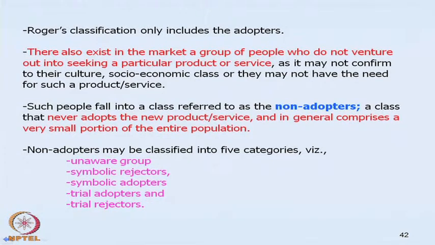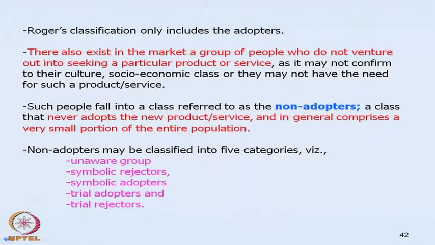The unaware are those who are unaware of a product or service offering. The symbolic rejectors are those who are aware, but they feel that the product is not for them because it does not meet their needs or does not conform to their social class, their reference group, or their socioeconomic and cultural values and norms.